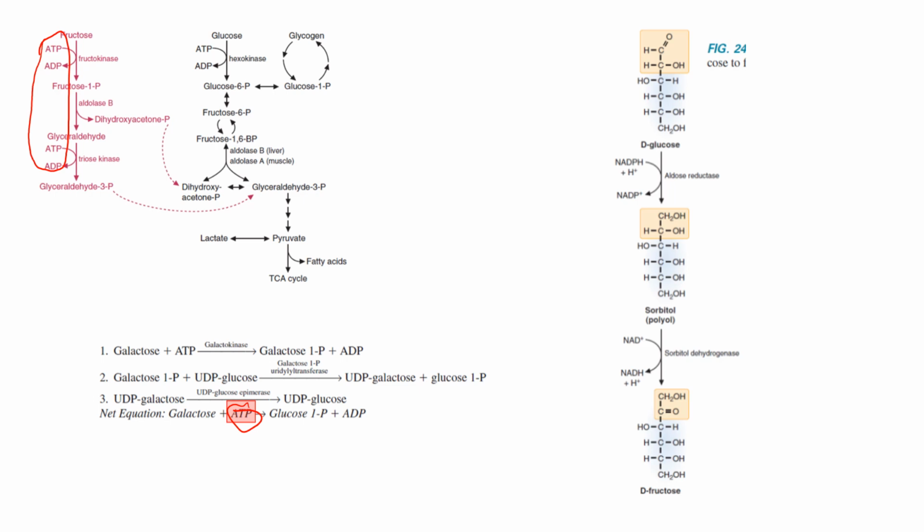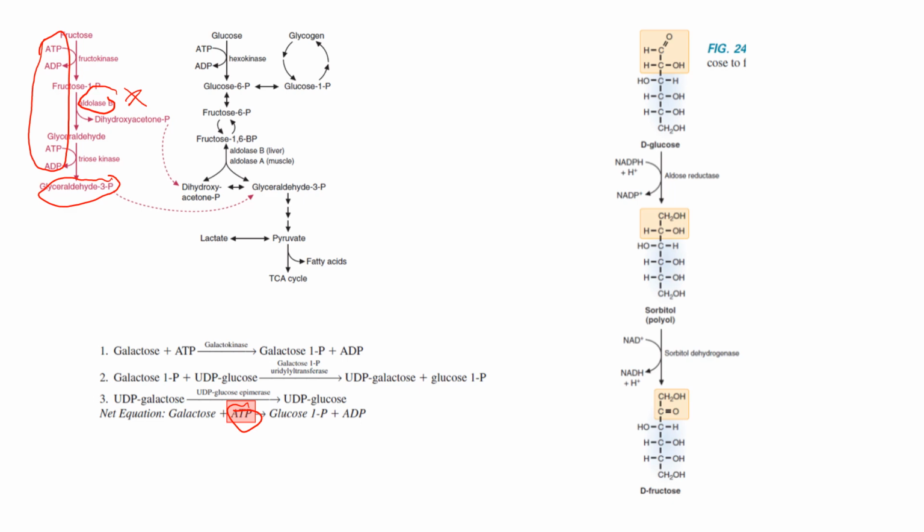The enzyme I'd really recommend remembering is aldolase B here. This is the rate-limiting enzyme in fructose metabolism. And eventually your last product is going to be glyceraldehyde 3-phosphate, which will just go directly into glycolysis.